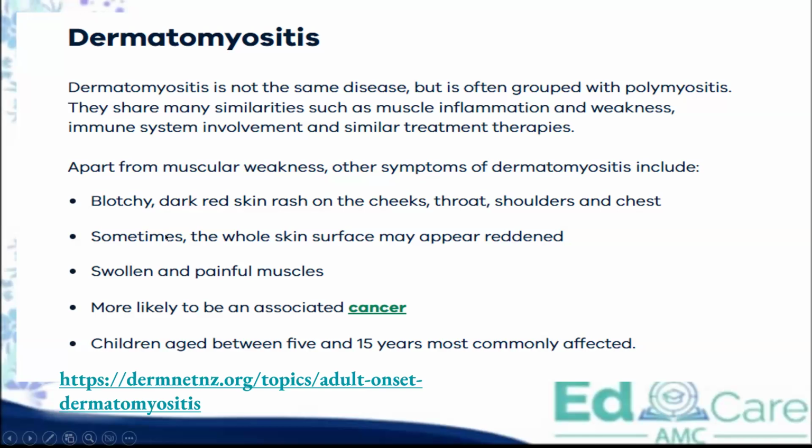So you can have dark reddish skin on the cheeks, throat, shoulders, and there will be swollen and painful muscles, and they are mostly associated with cancers, right? And then there are two age onsets, right? One is children. The juvenile one is children between 5 and 15 years, but there's an adult onset myositis that occurs above 40 years, right?